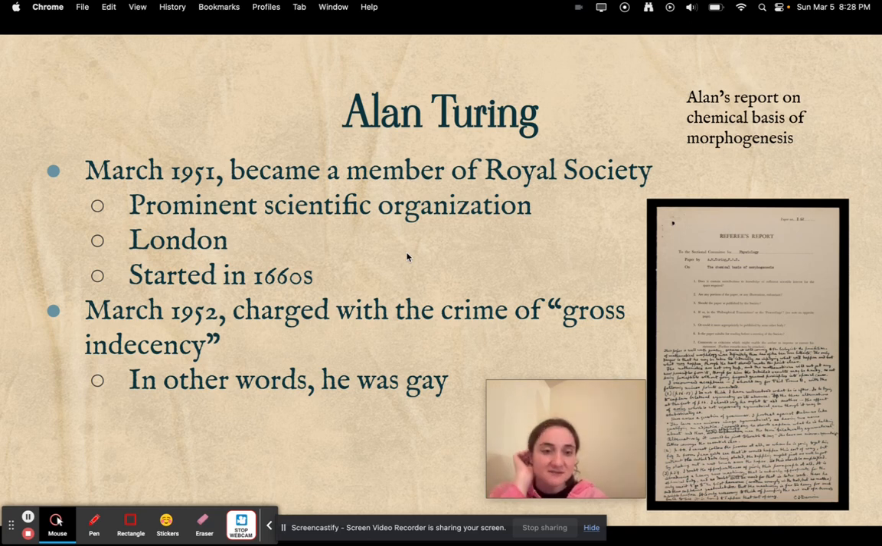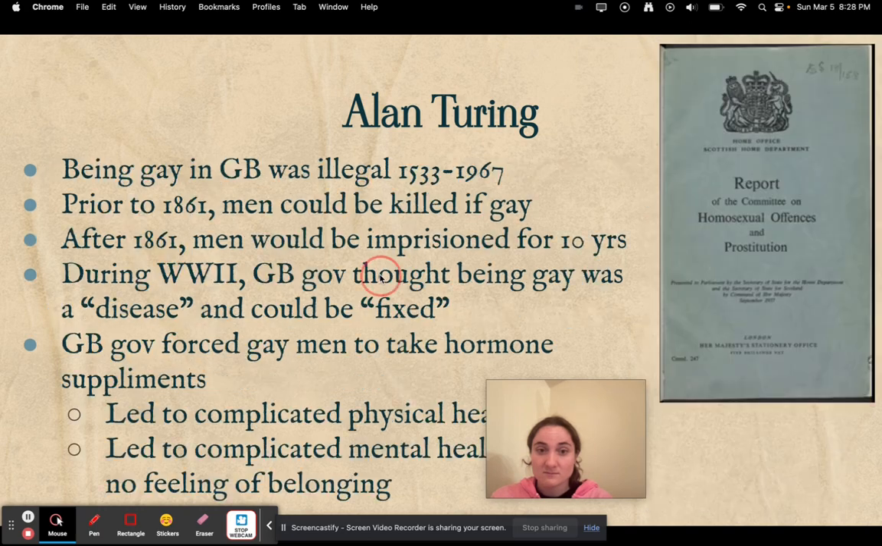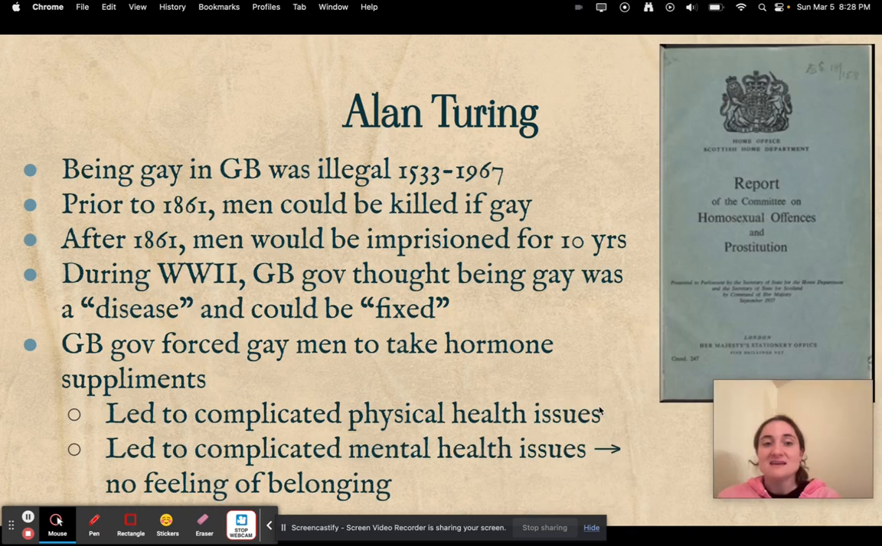In March of 1952, Alan would actually be charged with something called gross indecency. Today, that seems like a vague term, but what it meant back in the 50s in Great Britain is that he was gay. Being gay in Great Britain was illegal from 1533 to 1967. Prior to 1861, men could actually be killed if they were gay. After 1861, men would be imprisoned for up to 10 years.